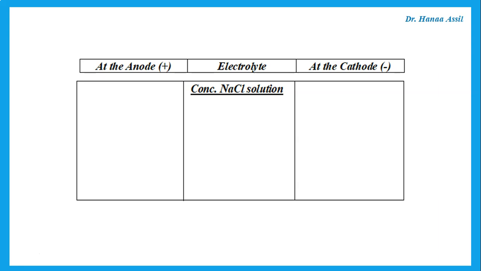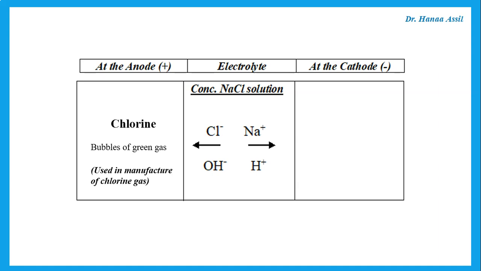What if we're doing concentrated sodium chloride? Again, the negative ions are chloride or hydroxide. Concentrated means it is the chloride that would react to form chlorine. On the other electrode, we have a choice between Na+ and H+. Please remember that Na+ would not form sodium if there is something else that is positive. So it is the H+ that would react to form hydrogen gas.